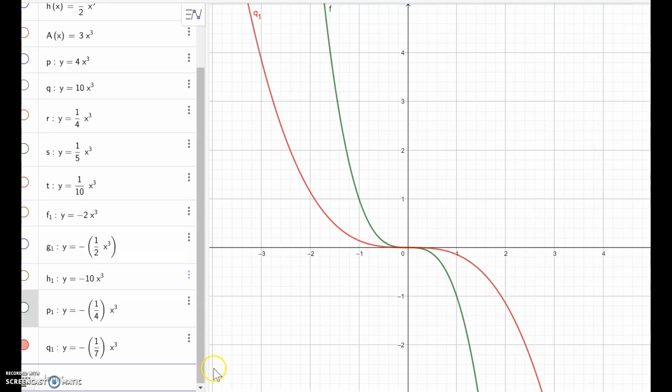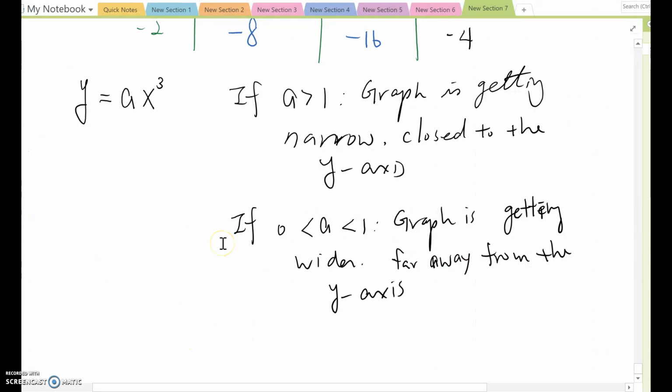So therefore, now we can make two different cases here. If a is bigger than 1, then the graph is getting narrower and close to the y-axis, and between 0 and 1, then it's getting wider and far away from the y-axis. If the given coefficient is a negative value, then it will be centering on the y equal to negative x cubed graph. Okay?